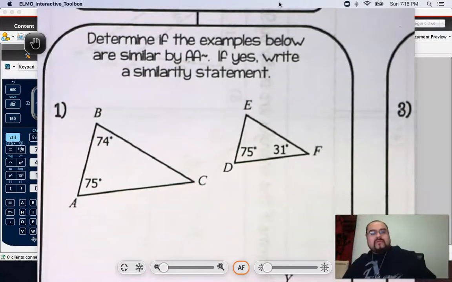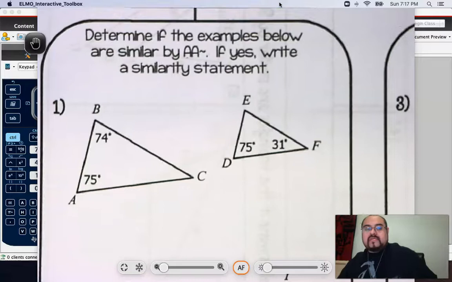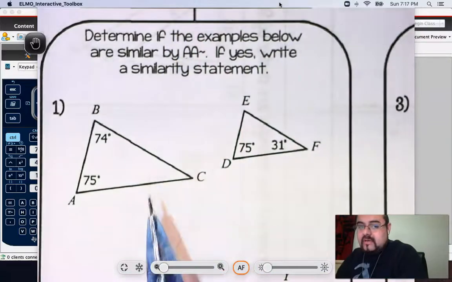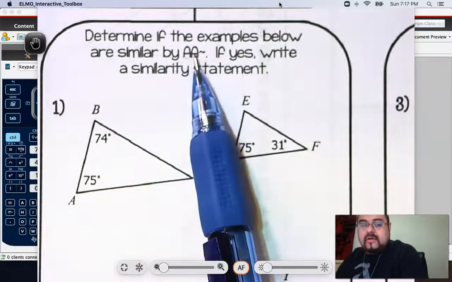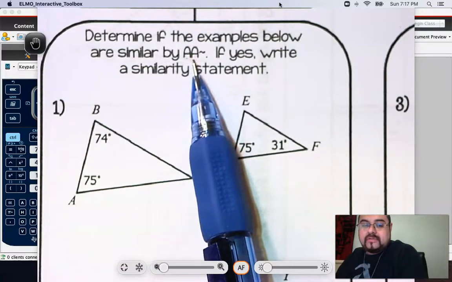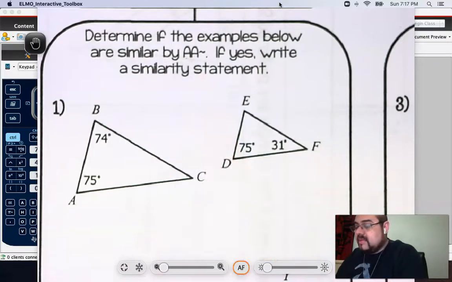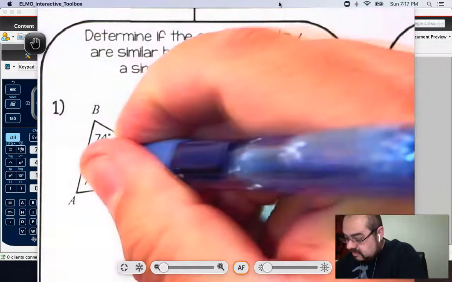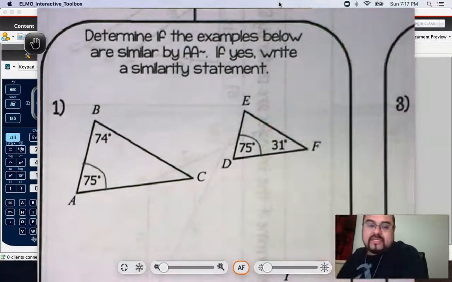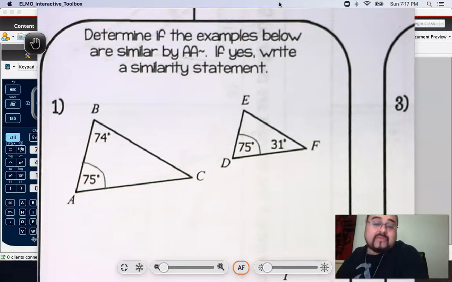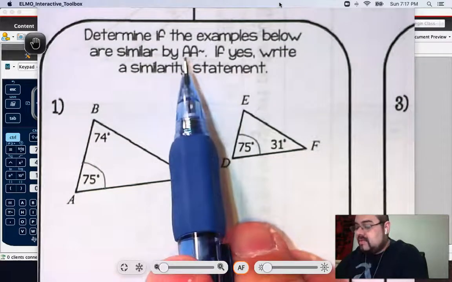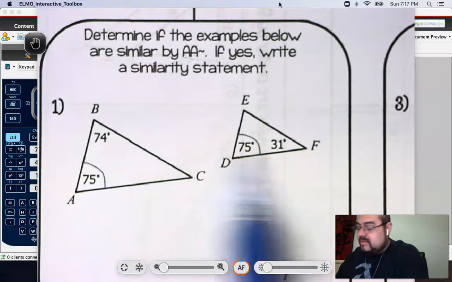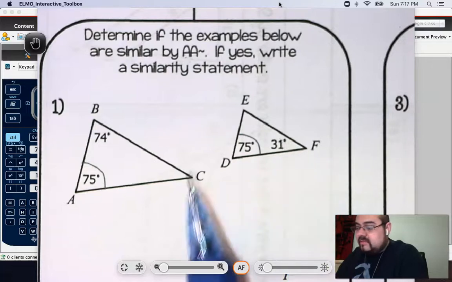In this example, we have two triangles, and we have to prove that two of the angles are congruent, or equal to each other. And they have to be corresponding angles. So we look down here, we notice that we have a 75 and a 75. So far, we do have one pair of angles that are congruent, or equal to each other. So we have one of the A's so far. We need to find the second A. If you notice up here, we have 74 and we don't have a 74 here. We have a 31 here and we don't have a 31 here.